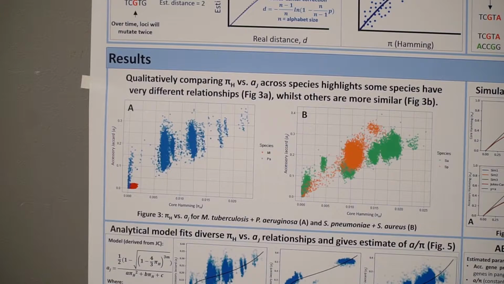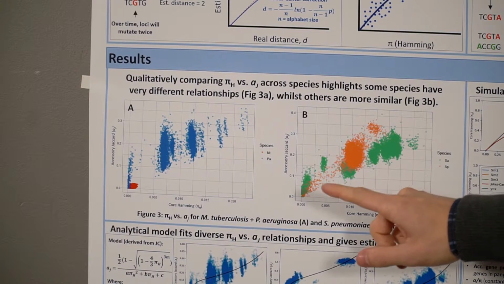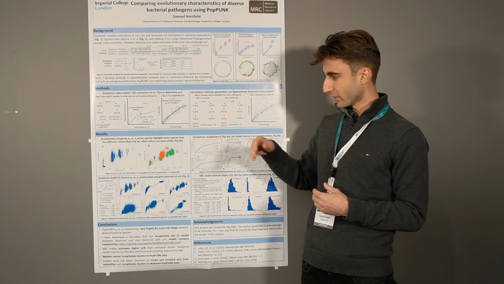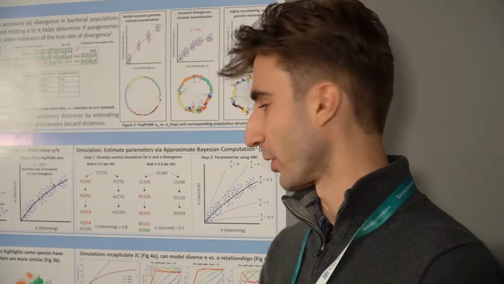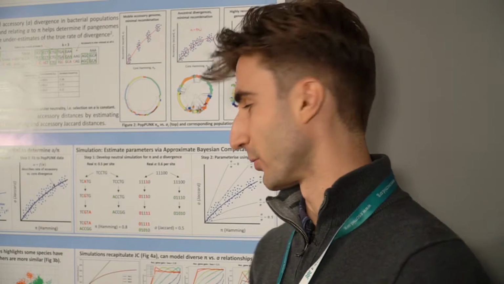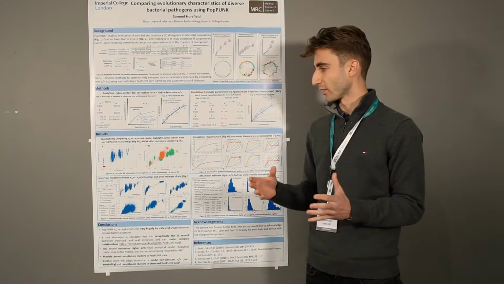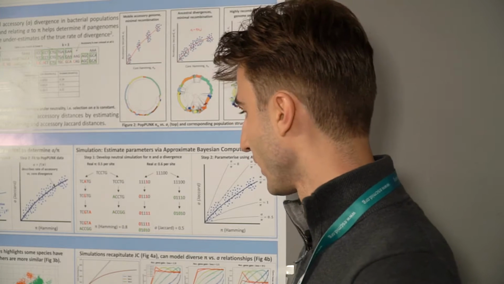And also comparing, say, Streptococcus pneumoniae and Staphylococcus aureus. These are more similar in scale, but also have very different distributions in terms of their core and accessory relationships. So the idea here is to come up with models that are flexible enough to be able to calculate a relationship between the accessory and core divergence.